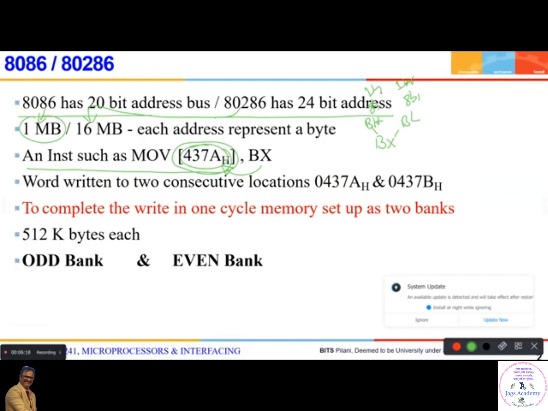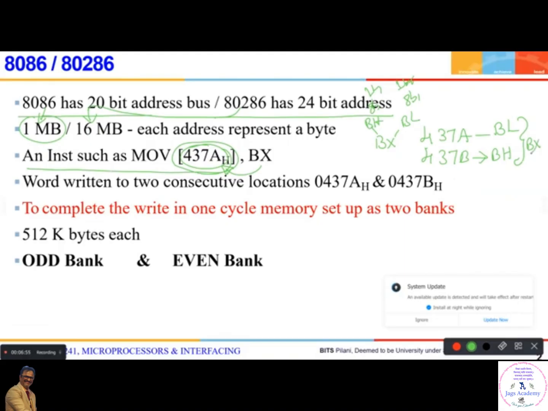So tell me what will be stored in 437A. It requires two addresses, right? So it requires 437A and 437B. Can you tell me what will be stored in 437A and what will be stored in 437B? Here what is stored is the content of BL, and here what is stored is the content of BH. Totally it is BX. Have you understood this?